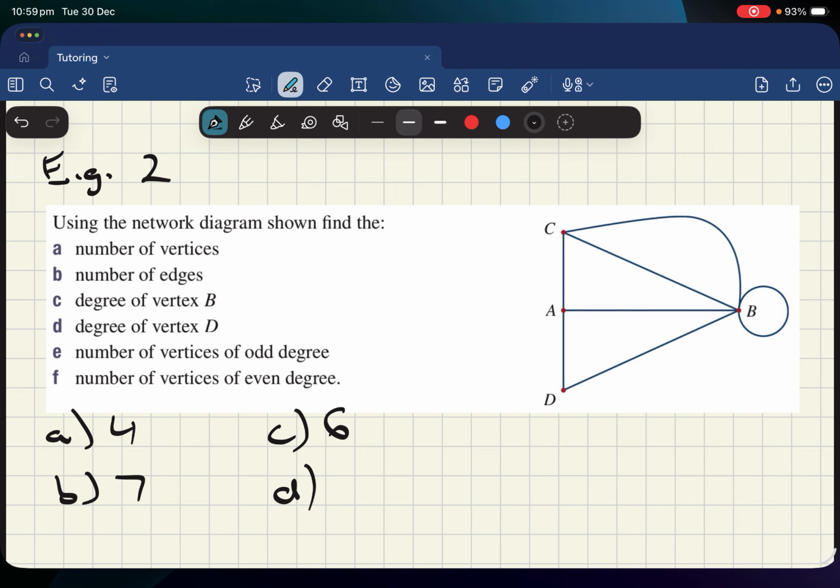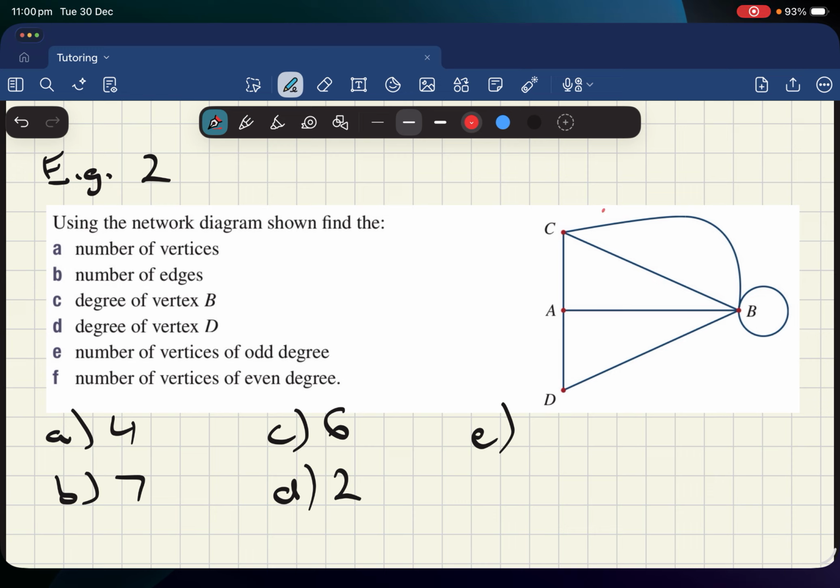That's a tricky part about loops. They only contribute 1 to the number of edges, but they contribute 2 to the degree of a vertex. Now part D, it's saying the degree of vertex D. We can see it's only connected to A here and B. So it has a degree of 2. Now part E is asking us for the number of vertices of odd degree. So let's just look at those. We can see that B and D have an even degree. We've counted that before. So we're just going to look at the other ones.